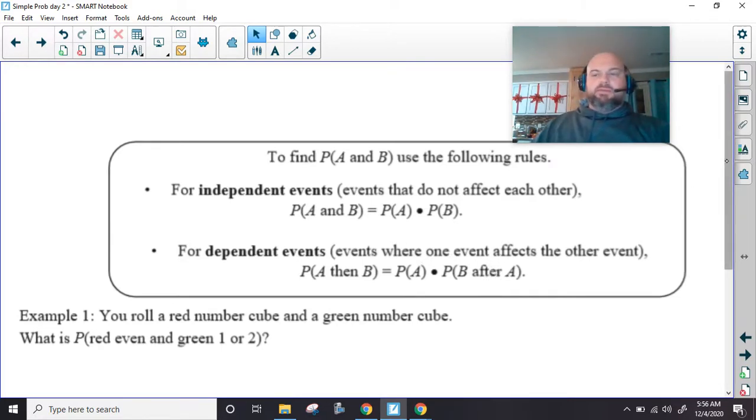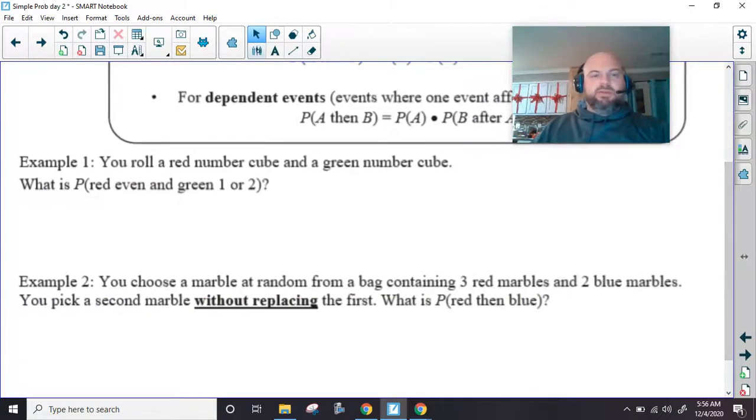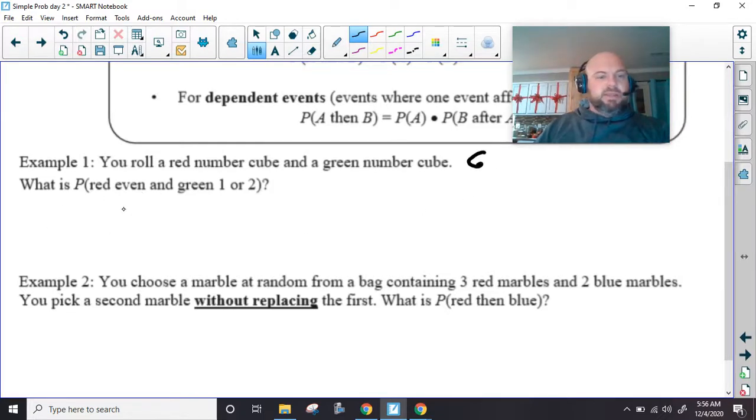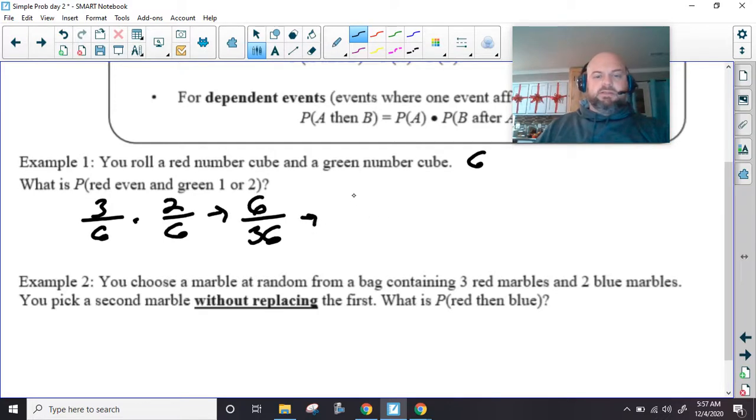Okay. So, number cubes. Remember, we have to say number cubes. They're 6-sided things. A red even and a green 1 or 2. Well, a red even is 3 out of 6, and the green happens 2 out of 6 times. So this is 6 out of 36, which is 1 over 6, because these are independent. And don't sit there and say, well, what if the red cube hits the green cube? Don't do that.